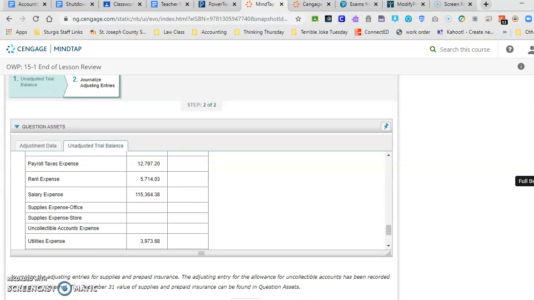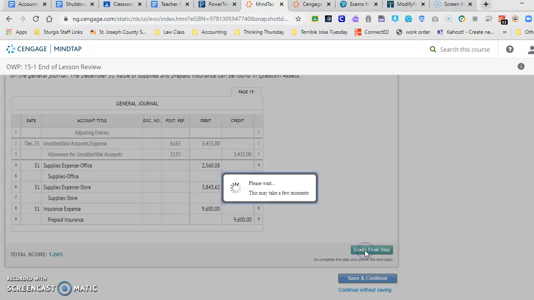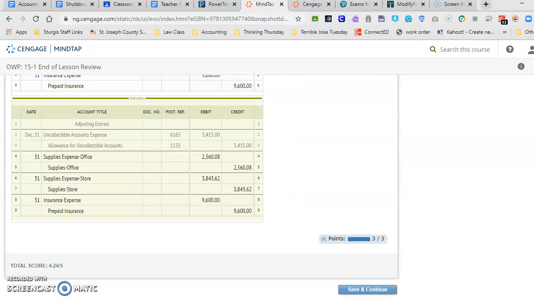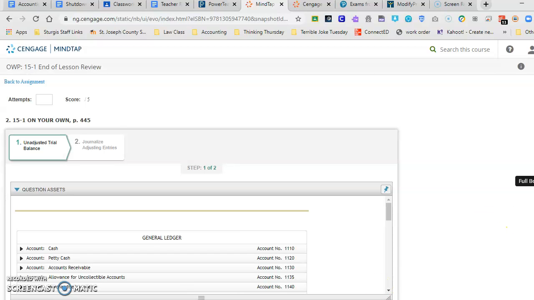Okay, so we're going to grade this one. See how that went. Okay, so that's right. So that is journalizing those three adjustments: office, like supplies in general, depending on if you have multiple supplies accounts, and insurance.